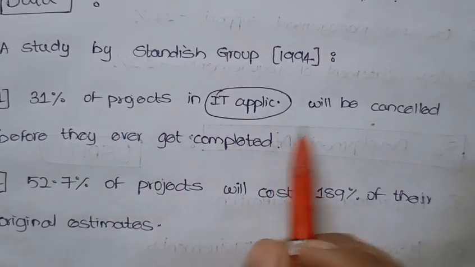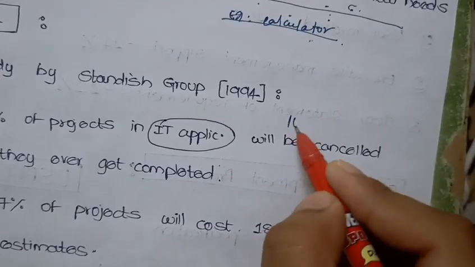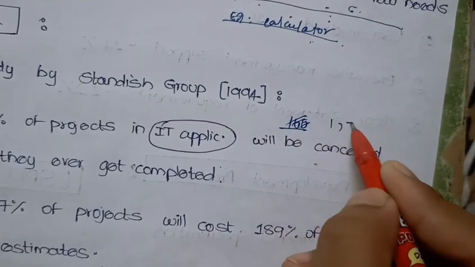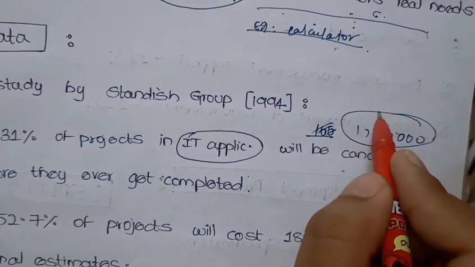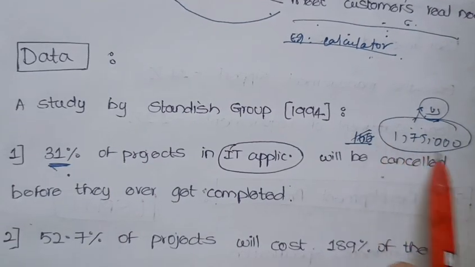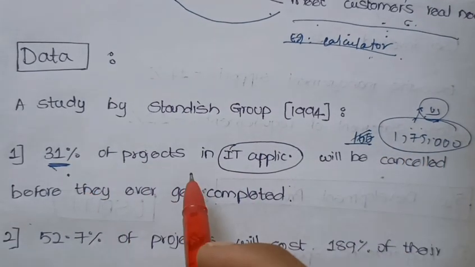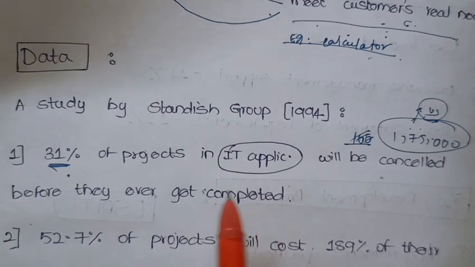31% of projects in IT applications will be cancelled before they ever get completed. So, for example, out of all the 175,000 projects done by the US in IT, 31% of the projects developed for the IT application sector have been cancelled before they ever get completed.